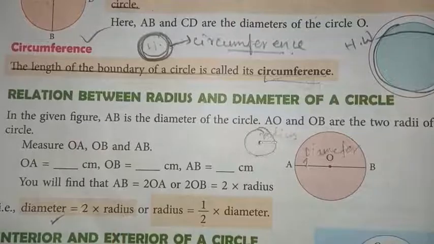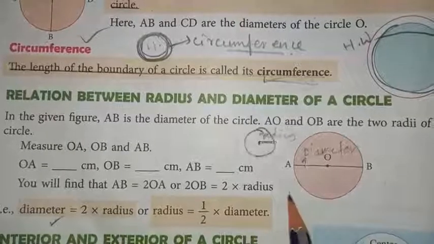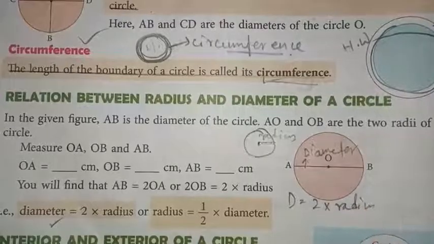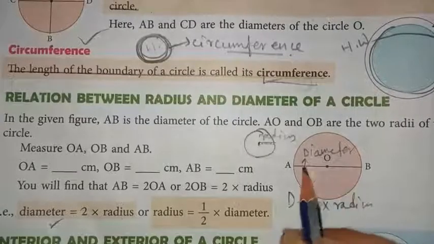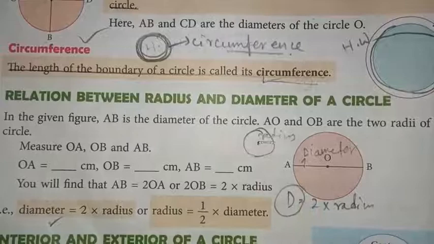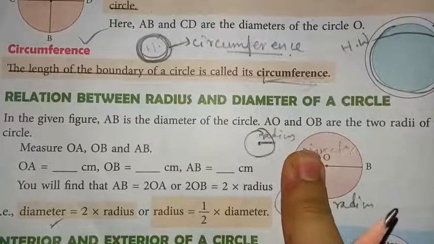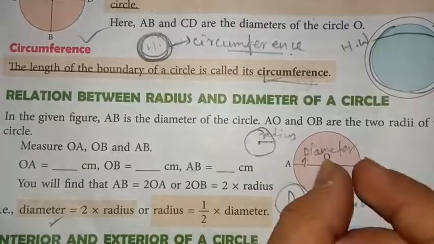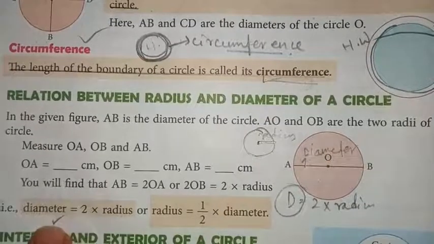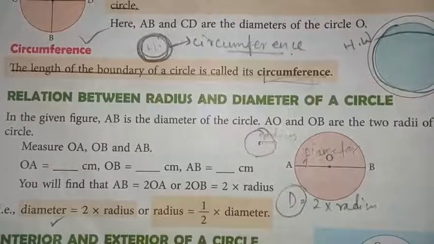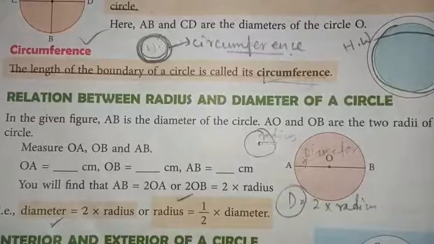So what does this mean? Diameter means 2 into radius. That means when you have 2 radii together, it will be the diameter. But if you have only half, not the full length, then this part is considered the radius. So diameter is equal to 2 into radius, and radius is equal to half of the diameter. So this formula should be remembered.